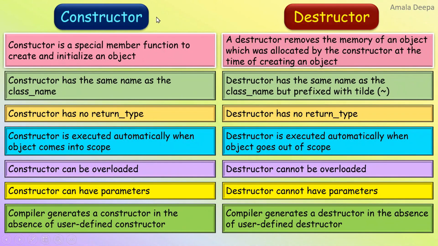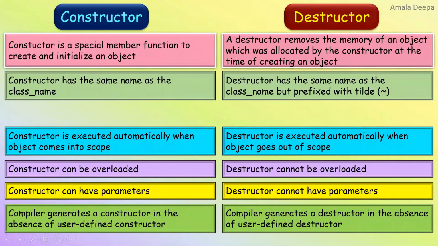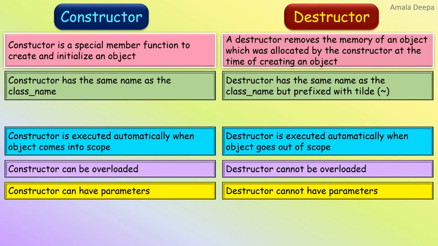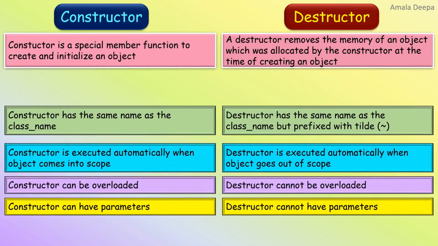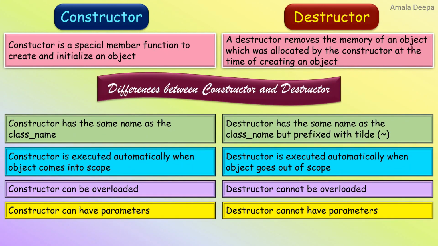What are the differences between constructor and destructor? Constructor has no return type. Destructor has no return type. This is not a difference, so I will remove it. Compiler generates a constructor in the absence of user-defined constructor. Compiler generates a destructor in the absence of user-defined destructor. This point also I will remove. So now we have remaining 4 points. These are the differences between constructor and destructor.